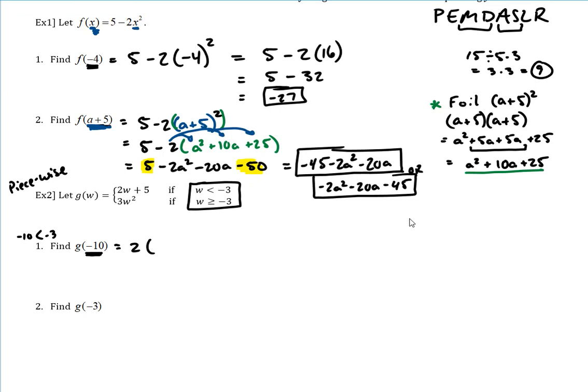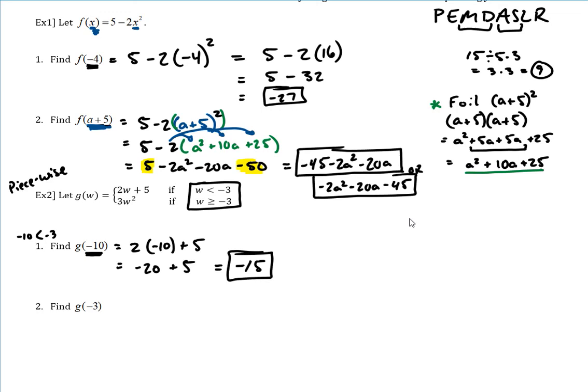All right, so now we know, plug this into this first one that's listed. So we'll have 2, and then the w I'm changing into negative 10, and then I'm going to add 5. And then afterwards, with my order of operations, 2 times negative 10 is negative 20. And then afterwards, we have plus 5. Negative 20 plus 5 is negative 15. Okay, so that's how that one breaks down.